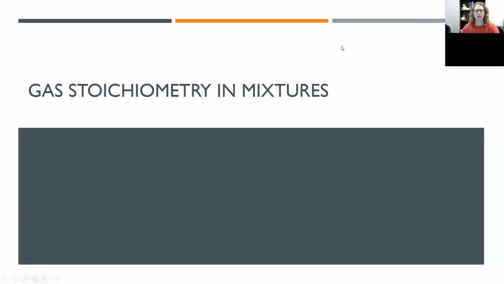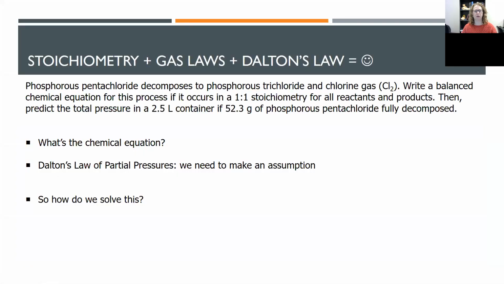A whole lot of chemical reactions result in gas mixtures. So now that we know the ideal gas law and we know Dalton's law, we need to put those things together so that we can learn about total pressures in reaction mixtures. Here's a simple example, right?